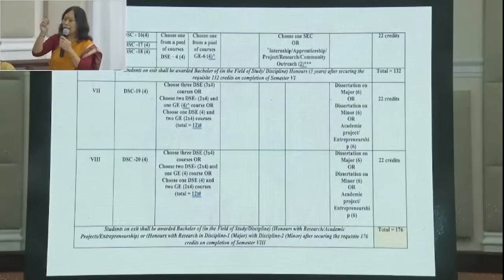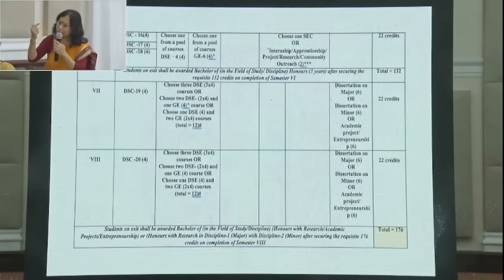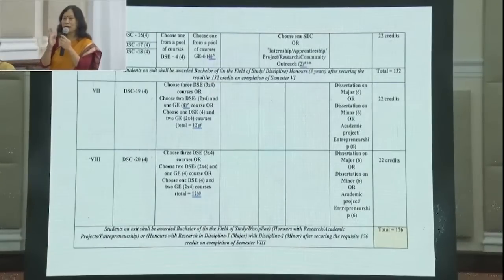So in an undergraduate program where there is only one core discipline, only through the generic elective will the student be able to create a minor subject or minor discipline. Okay? So GE becomes very important for those honors students who would like to minor in a different discipline.